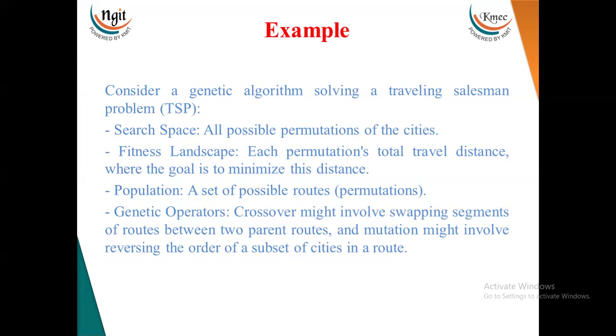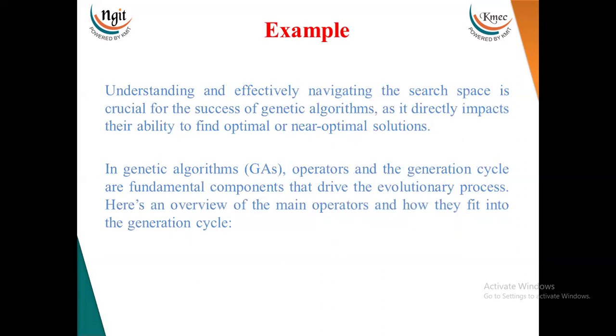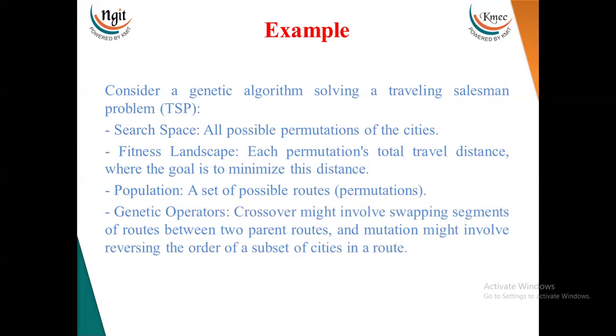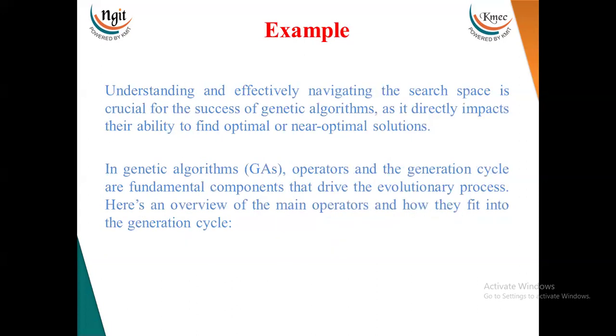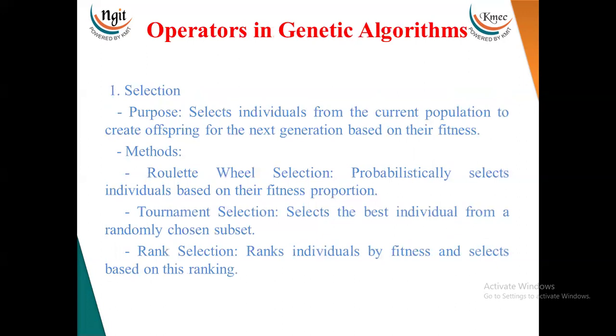Finally, for genetic operators we will use crossover. In between, you can add two routes. Mutation: you can create one new route within the existing route. So these are your genetic operators. Whenever you have any problem, first you have to identify the search space, fitness landscape, population, and what operator you are going to use. Same thing, how are we going to do it? So what are the steps?